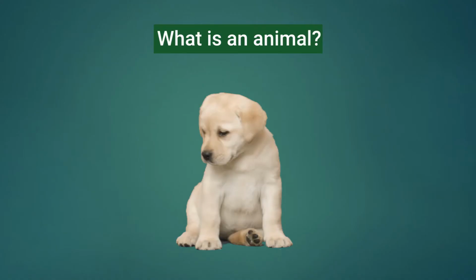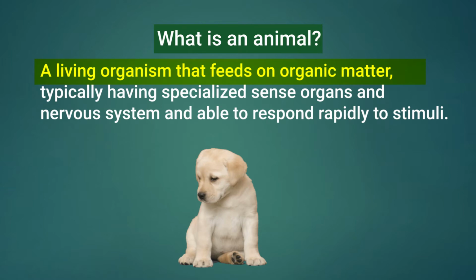I guess you all know what animals look like. Right, but what exactly is an animal? An animal is a living organism that feeds on organic matter, typically having specialized sense organs and nervous system, and able to respond rapidly to stimuli. Now, let's discuss, or let us give examples of some animals that are found in your community.